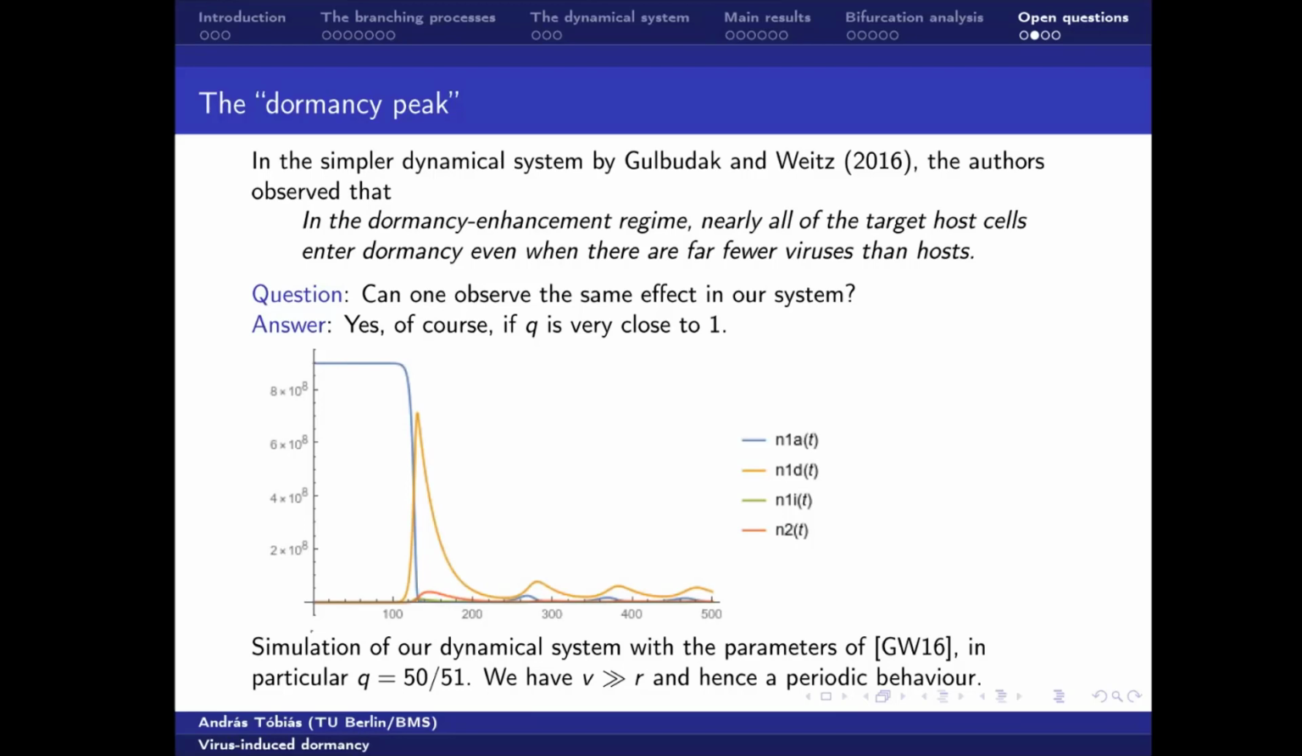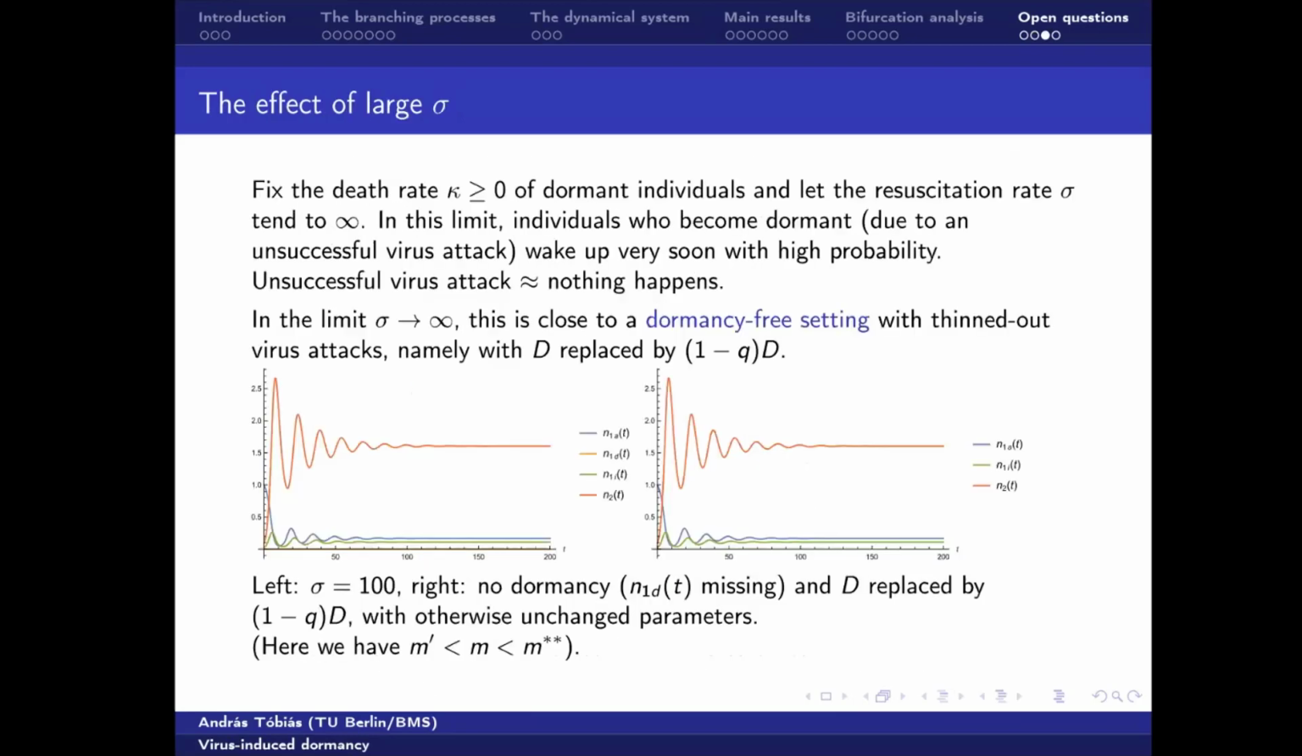Then the first wave of the epidemic here comes with this huge peak in the number of dormant individuals. And you can also see that the other waves of the epidemic, which is in this case periodic, always have a big peak of this dormant coordinate. So that indeed happens, but it's maybe not that exciting in the end.